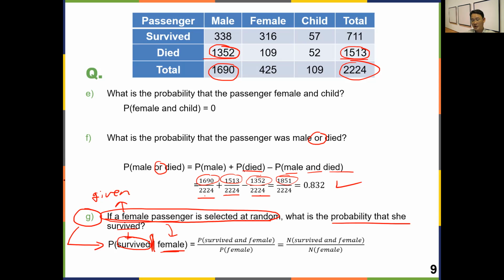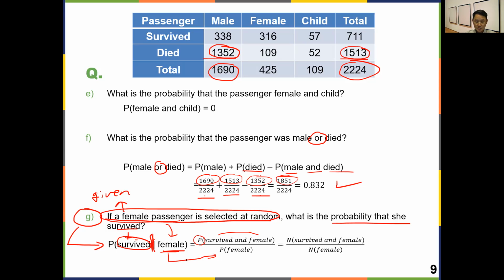So this is a slightly different format, and this is how we interpret and write. So how do you interpret this? Then this is a conditional probability. The probability of survived and female goes on the top. And what goes under? The probability of female goes under, just like that.